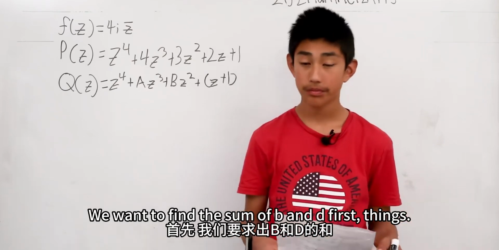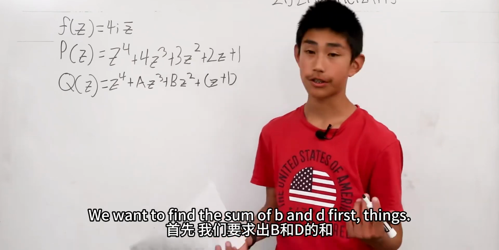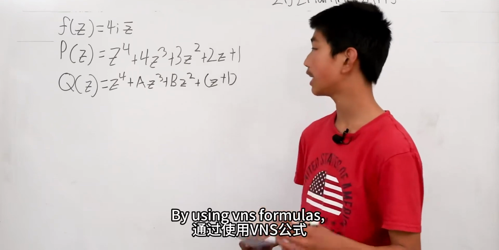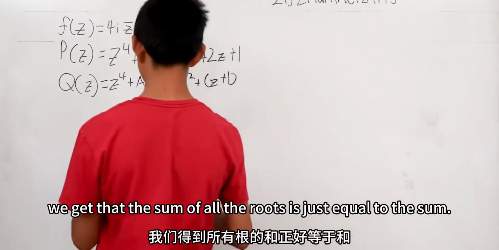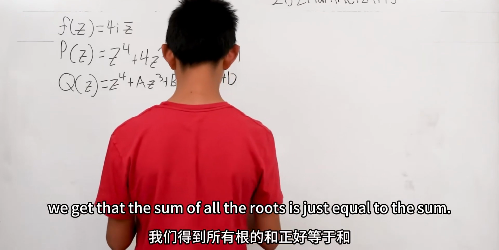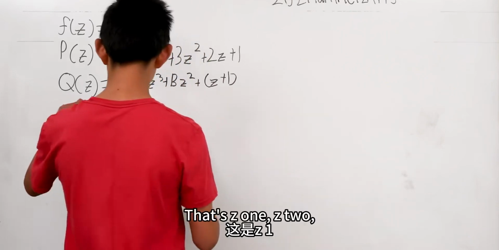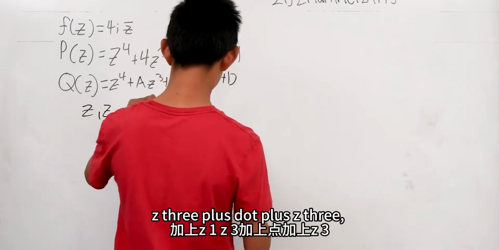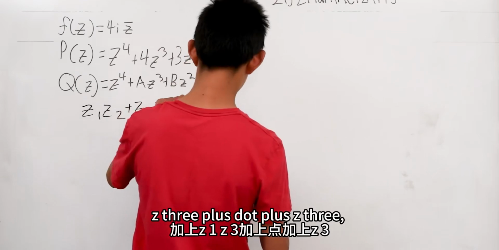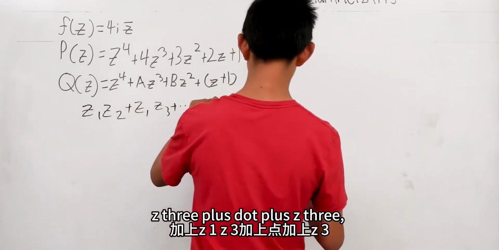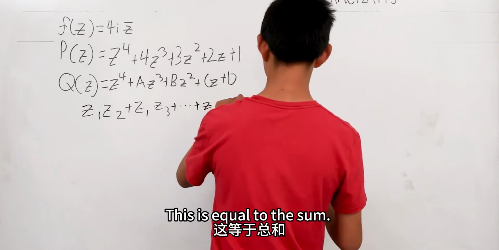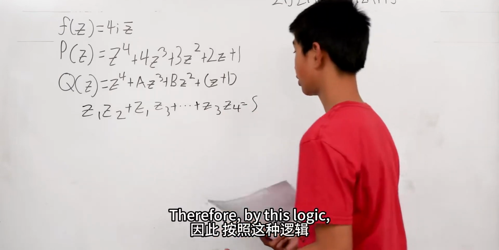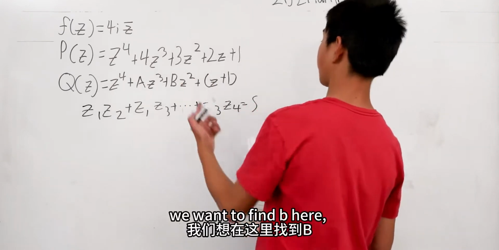So, first things first, let's just try and solve for the sum of the numbers. By using Vieta's formulas, we get that the sum of all the roots, taken two at a time, is z1 z2 plus z1 z3 plus dot, dot, dot, plus z3 z4. This is equal to the sum. Therefore, by this logic, we want to find b here.